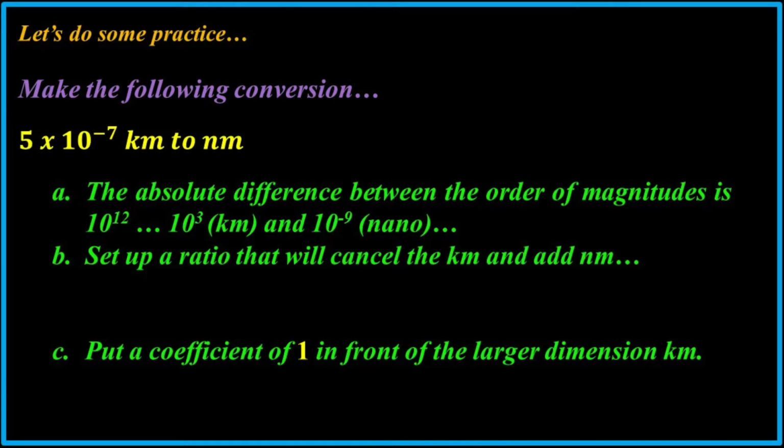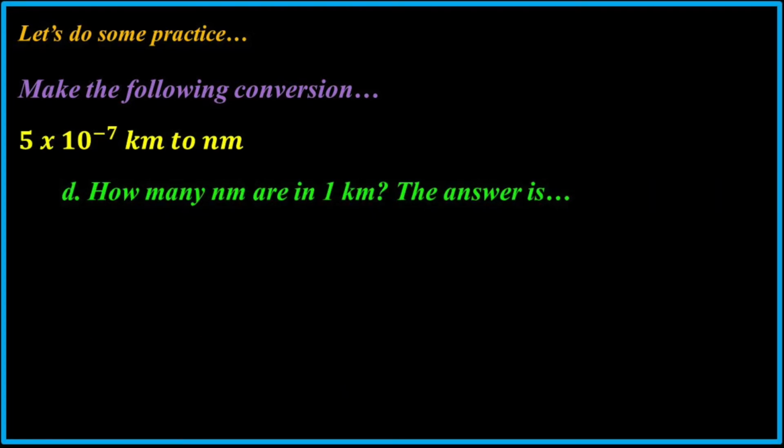Put a coefficient of 1 in front of the larger dimension. That's kilometers. Okay, so you have nanometers over 1 kilometer. And then you're going to say, well, how many smaller units, how many nanometers are there in a kilometer? Well, if the absolute difference is 9 plus 3, that's 12, so it would be 10 to the 12th. So let's see if that's correct. Yeah, so it'd be 10 to the 12th nanometers over 1 kilometer. So that's going to be your ratio in order to make the conversion.